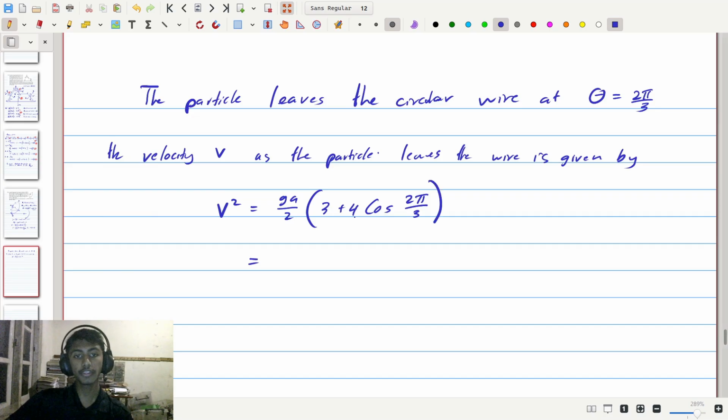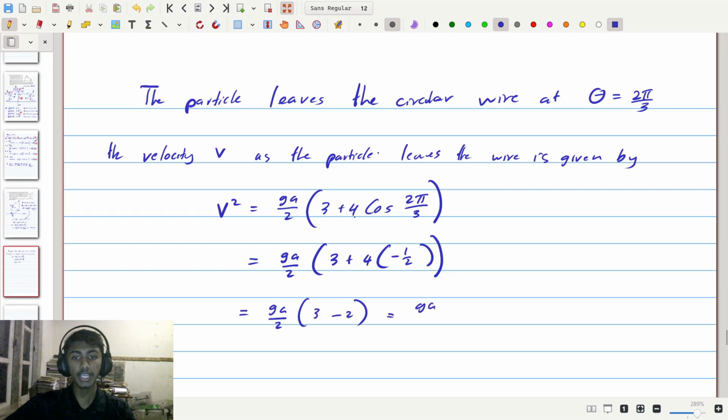So when this happens, we have ga over 2 times 3 plus 4 times the cosine of 2 pi by 3, which is going to be the negative cosine of pi by 3, which is going to be negative 1/2. So we have negative 1/2 here. Now if we simplify this down, we have ga over 2 times 3 plus 4 times negative half, which is minus 2, which is going to be ga over 2 times 1, which is ga over 2. So therefore v squared is going to be equal to ga over 2 as this particle leaves.